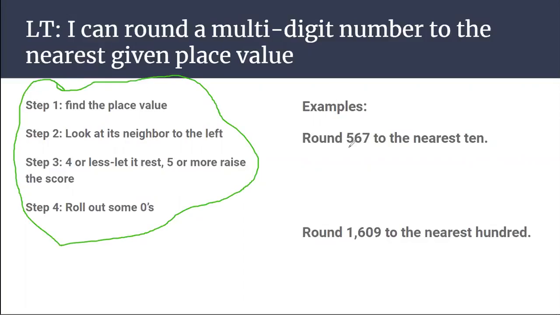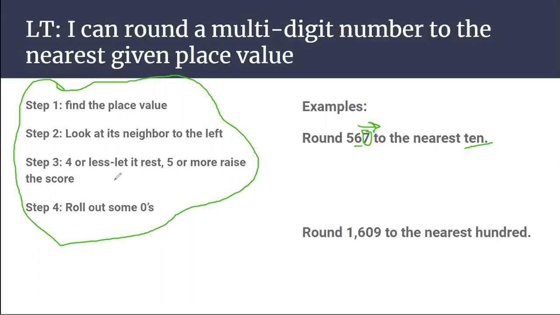So I'm going to do an example first, and I just want you to watch, okay? That's your job, watching, okay? So I need to find the place value. Well, where am I supposed to round it to? The tens place. So I'm going to find the tens. Step 1, done. Step 2, I'm going to look at its neighbor to the left, okay? So I'm going to circle it because that helps me. Okay, so now I've done step 2.